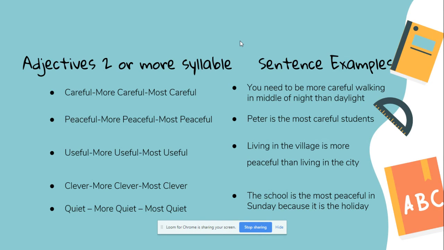So yeah, it's a little confusing. Sometimes two syllables can use er. And in some cases, two syllables use more and most. So the solution for this is that you need to read a lot about the comparative and superlative lists so that you can familiarize with them. And yeah, continue. We will see these examples.